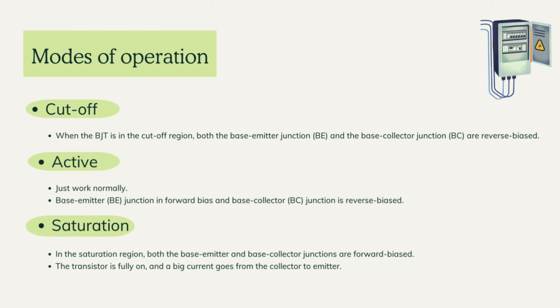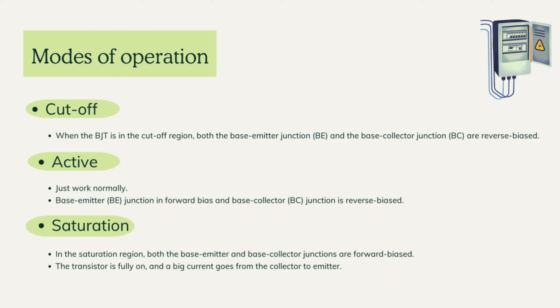The second is active, where the BJT will work as usual, with the base-emitter junction BE in forward bias and the base-collector junction BC in reverse bias. That means the small current that flows into the base controls the larger current that flows between the collector and the emitter. This property allows the BJT to amplify the signal.